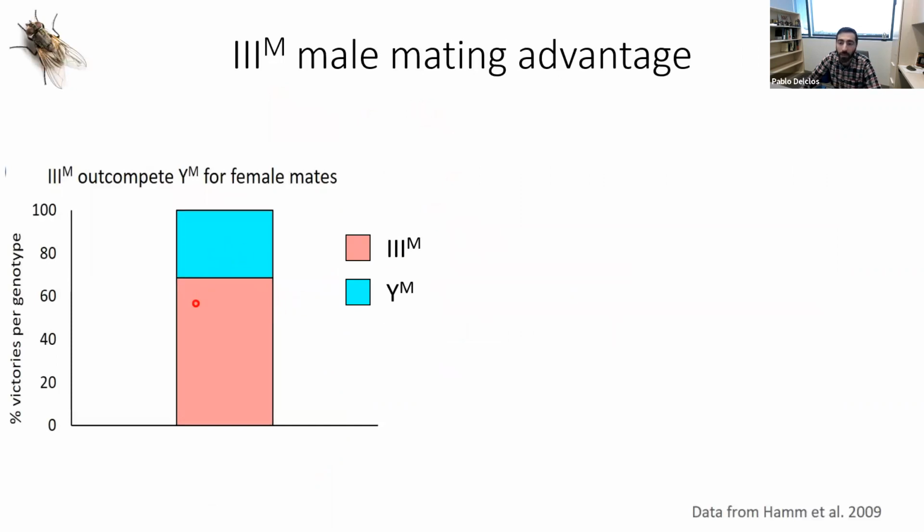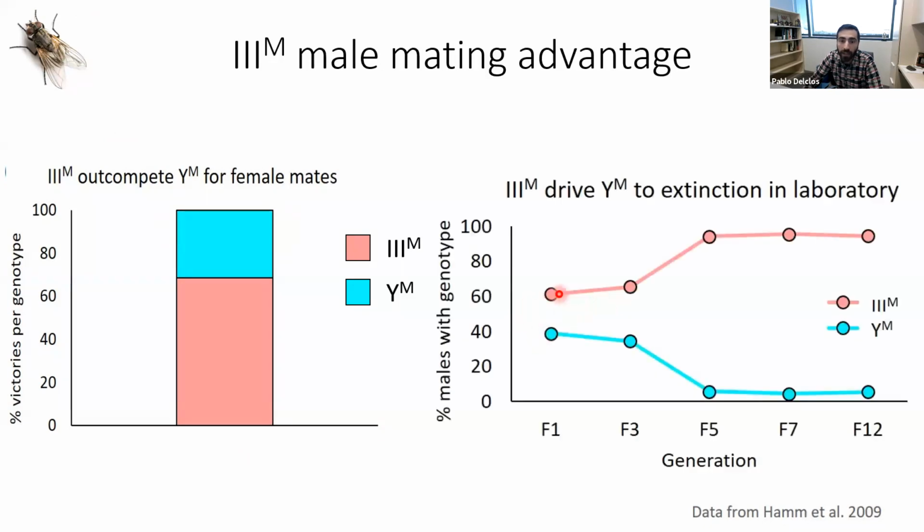Specifically, in the lab, it's been shown that 3M males will outcompete YM males in competitive mating assays. So specifically, if you give a female the option to mate with either a YM or a 3M male type, more often than not, she'll mate with that 3M male type. In multi-generational cage assays, this mating advantage translates to the rapid extinction of the YM genotype.